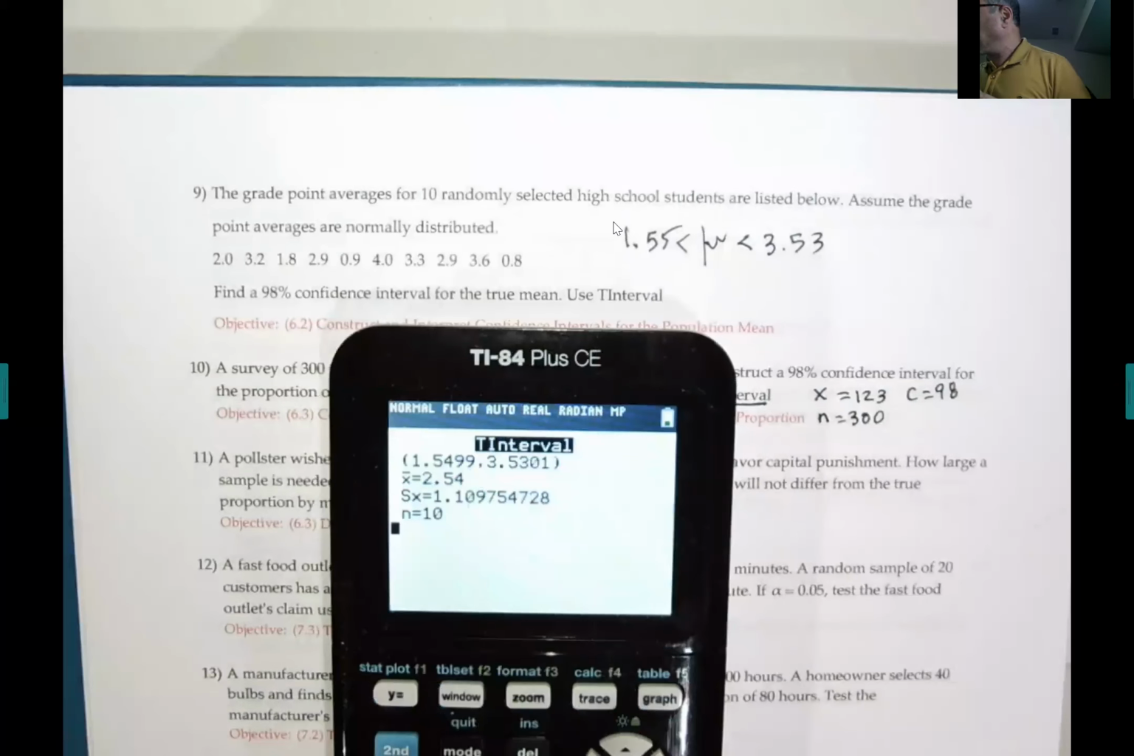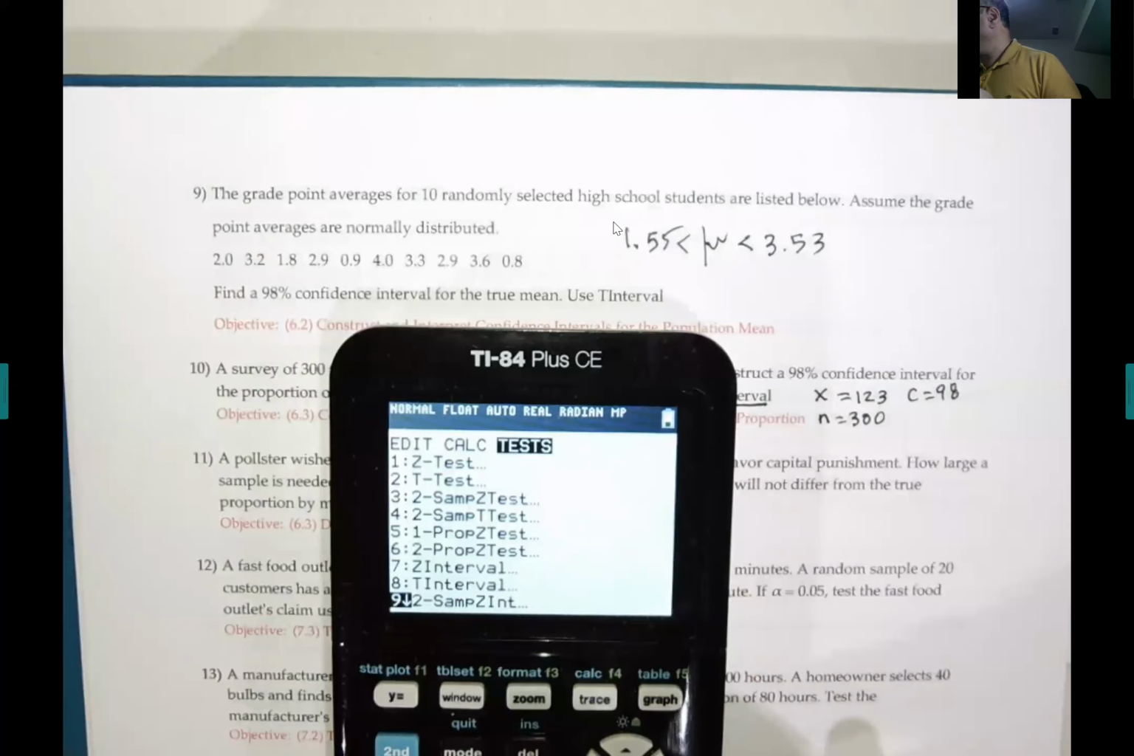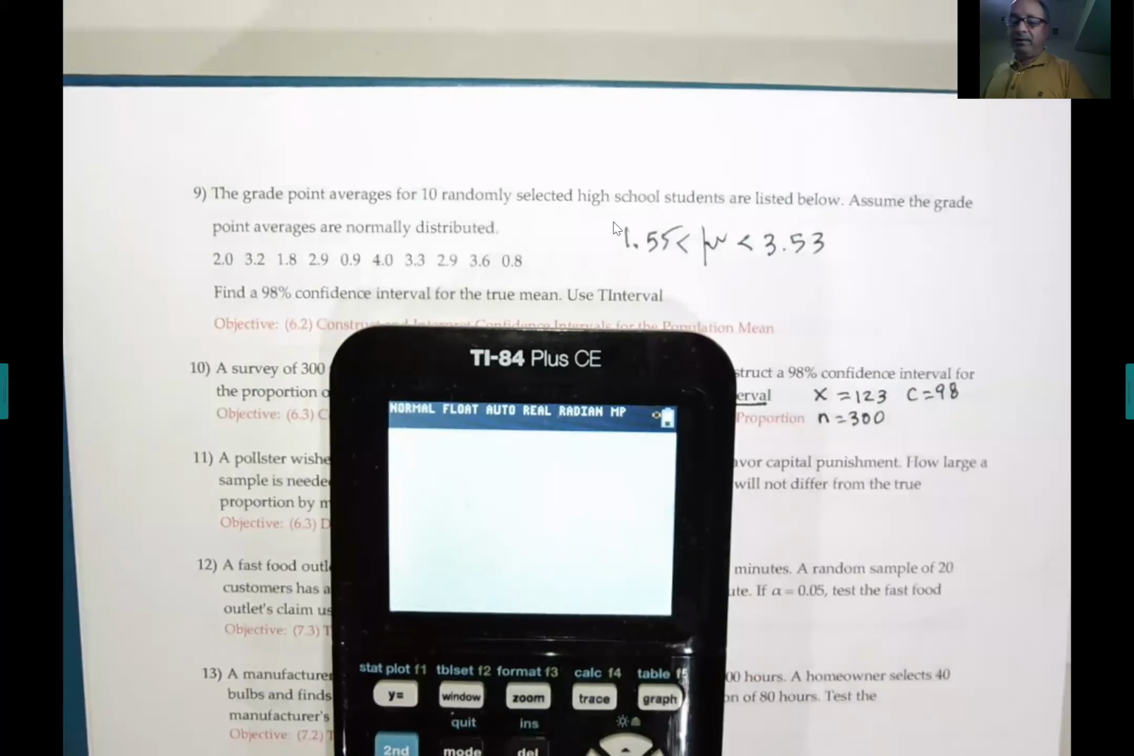So you go to stat, tests, and find the prop Z interval. Not Z test. The tests are when we do hypothesis testing. It's an interval, so it's right here. It's letter A. Okay, he wants X. X is a smaller number. N is 300. Confidence level is 98, and that's calculate, and that's the interval. And how do you write this interval? You write it like that.